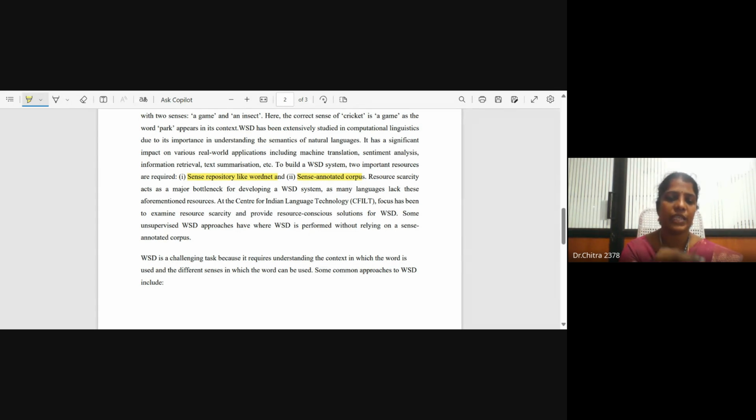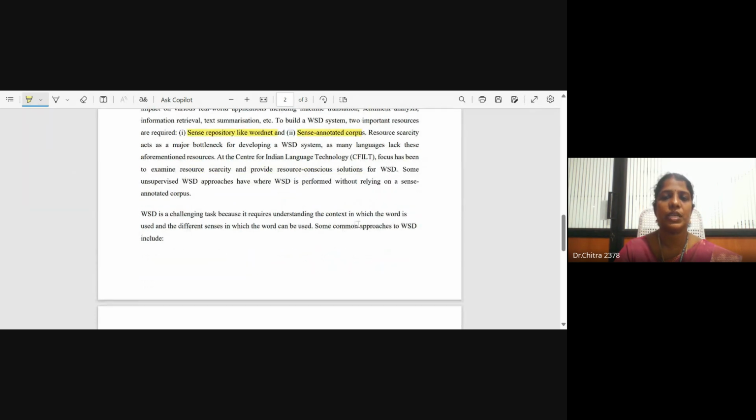As I told you, cricket is a game and cricket is an insect. Both annotations should be there, and from that you can select the correct annotation based on the situation. So we need two things for implementing word sense disambiguation: one is the sense repository like WordNet, and another is the sense annotated corpus. These two things are required to develop the word sense disambiguation algorithm.